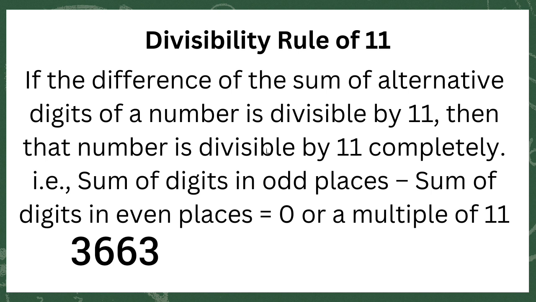Either the difference is 0 or the difference is a multiple of 11, then that number is divisible by 11. So in this case, 3,663 is divisible by 11.